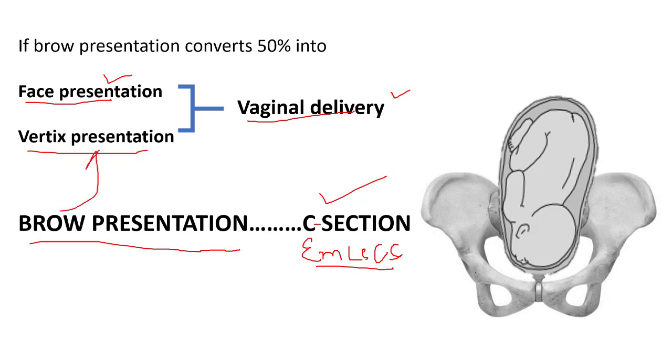But if the scenario says that during the early phase the brow presentation converted into vertex presentation, what would be the mode of delivery? Of course, now it is a vertex presentation. Vertex presentation can deliver vaginally. But if the scenario only says the baby has brow presentation, what will we do? Right now, as there is a brow presentation, we will go for cesarean.